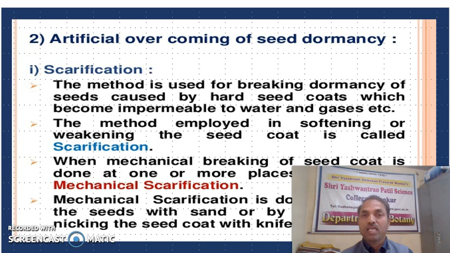Then the second type is artificial overcoming of seed dormancy. The first type is scarification. This method is used for breaking dormancy of seeds caused by hard seed coats which become impermeable to water and gases, etc. The method employed in the softening or weakening of the seed coat is called scarification. When mechanical breaking of the seed coat is done at one or more places, it is called mechanical scarification. Mechanical scarification is done by shaking the seeds with sand or by scratching or nicking the seed coat with a knife.